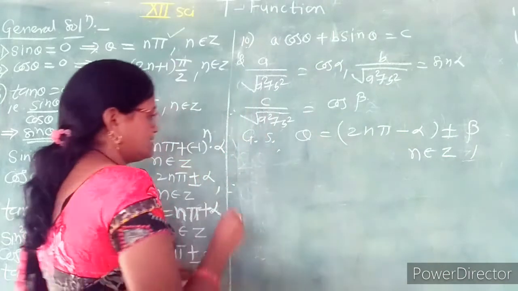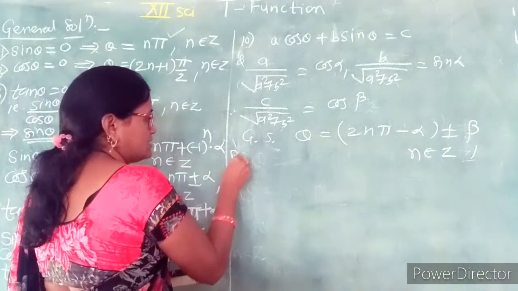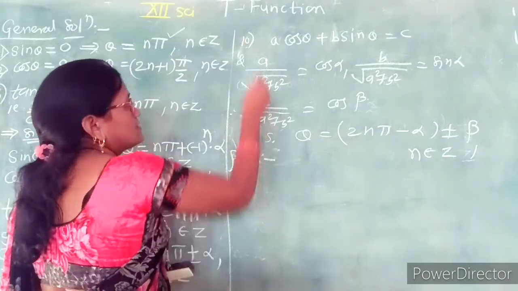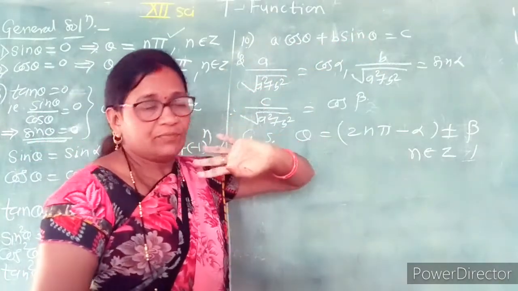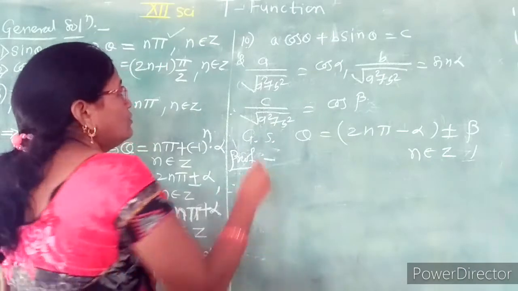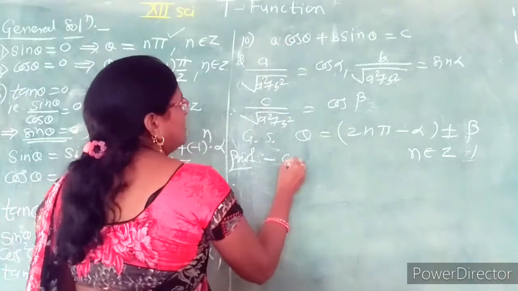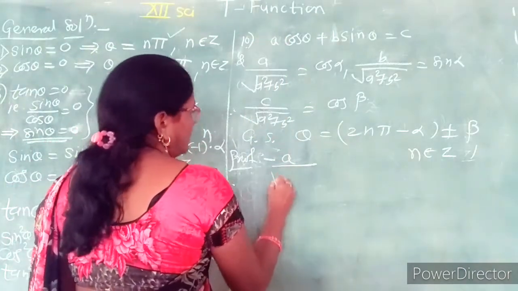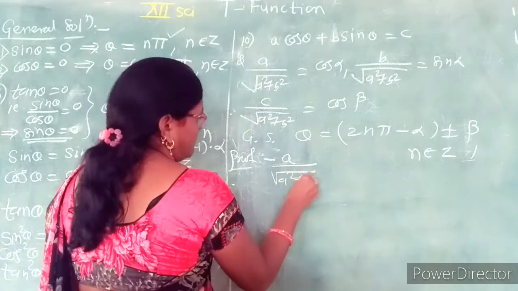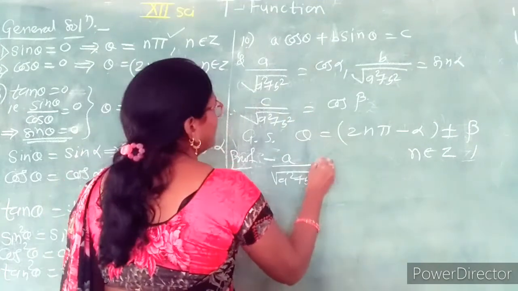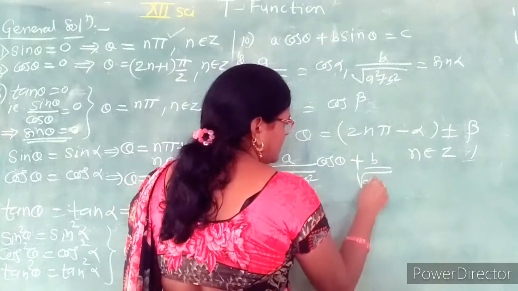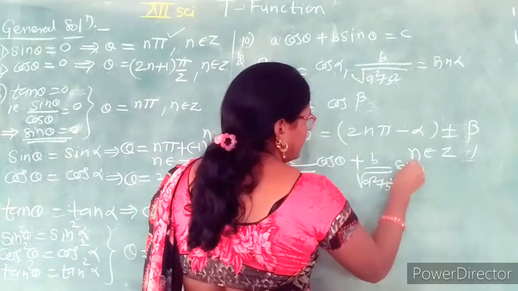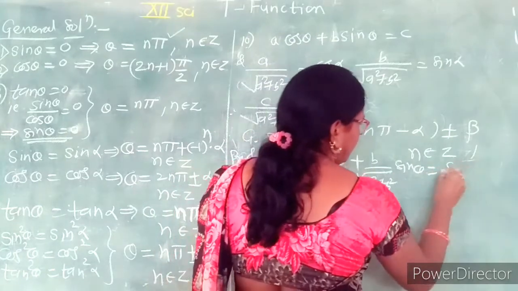So how do you prove this result? A very simple proof for this. Now, as the equation is given, a cos theta plus b sin theta equal to c, and the values are provided to you. The given equation can be divided by under root of a square plus b square. Divide this equation throughout by root of a square plus b square. We get the identity directly.